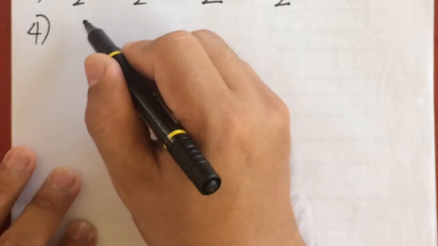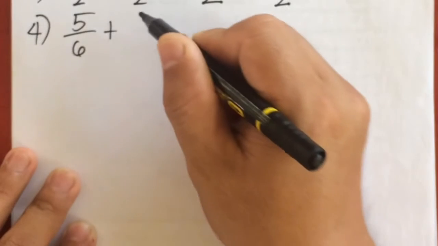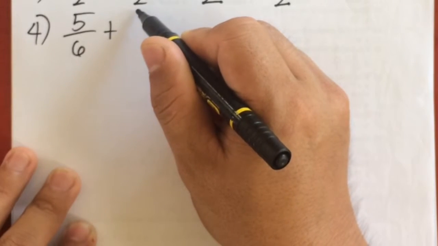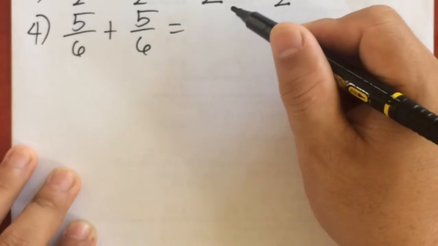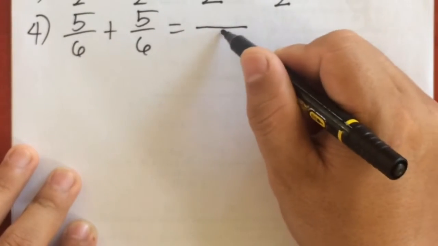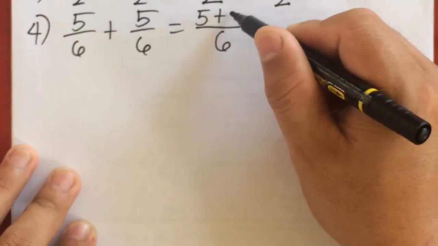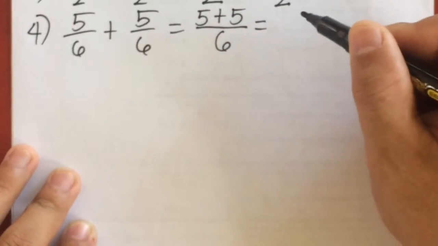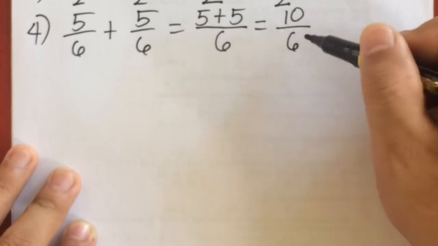Number 4. Let's have 5 over 6 plus 5 over 6. So 5 over 6 plus 5 over 6, copy the denominator 6, then add the numerators, 5 plus 5. This will be 5 plus 5 is 10 over 6.